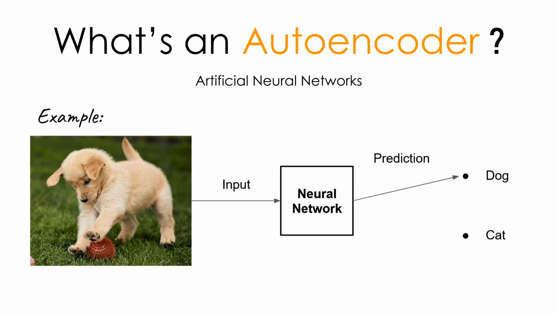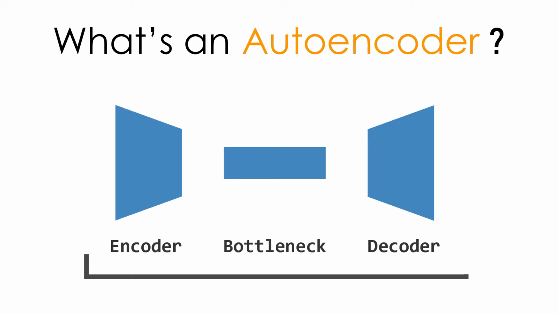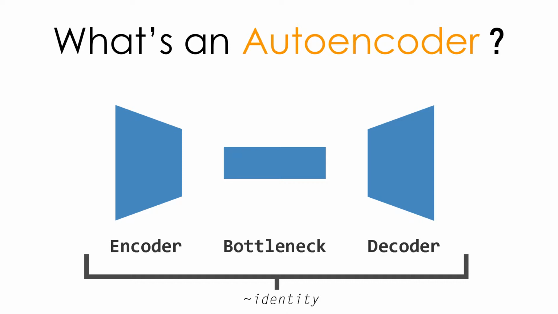For example, designing a function which can recognize whether an image is a cat or a dog can be very difficult. So, the main idea of autoencoders is to model the function which does not change the input. This function is also known as the identity function. But the identity function is not very interesting by itself. What's interesting about autoencoders is the content of it, and specifically the bottleneck.